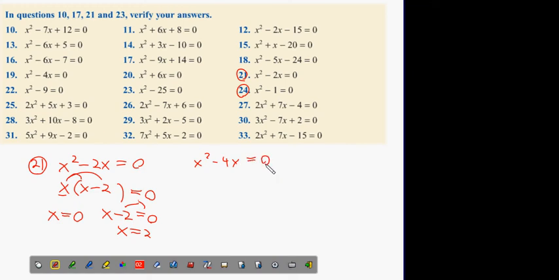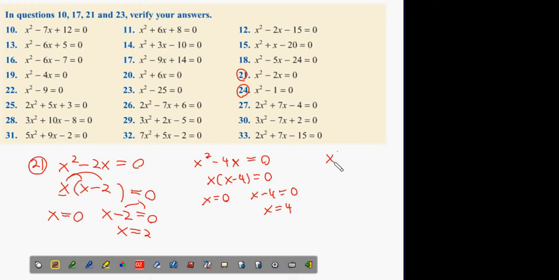Pilko, can you tell me how to do this? x bracket x minus 4 equals 0. x equals 0. x minus 4 equals 0, x equals 4. Alright guys, they're both very much the same.